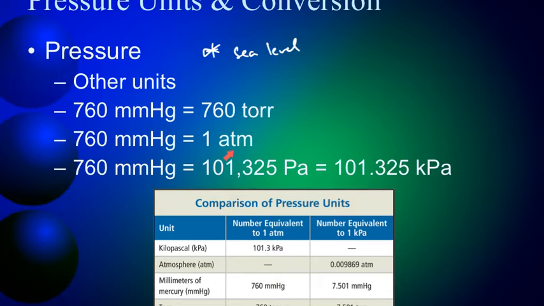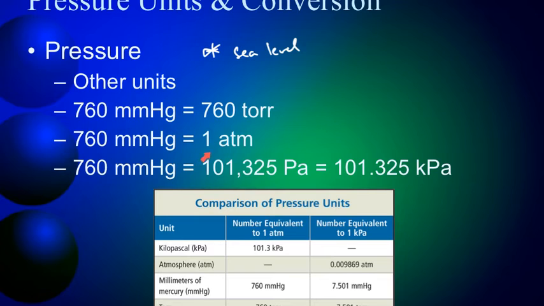And so another thing that scientists did, they said, okay, let's just make the pressure at sea level 1 and everything else relative to that. And they called that unit 1 atmosphere. So if you're standing at sea level, yes, it's 760 millimeters of mercury. It is also 1 atmosphere of pressure. Those are the same value.